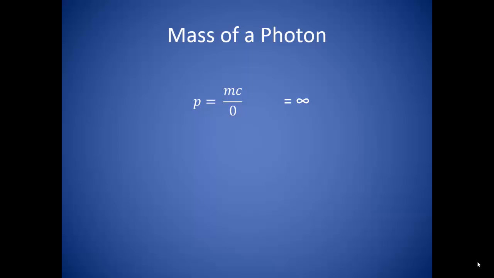So if our photon has mass, then the momentum of that photon is equal to infinity, and that can't be right. Since the momentum cannot be infinite, then the mass of the photon has to be 0. This actually makes sense since we know that the photon is always traveling at the speed of light and can never be at rest.